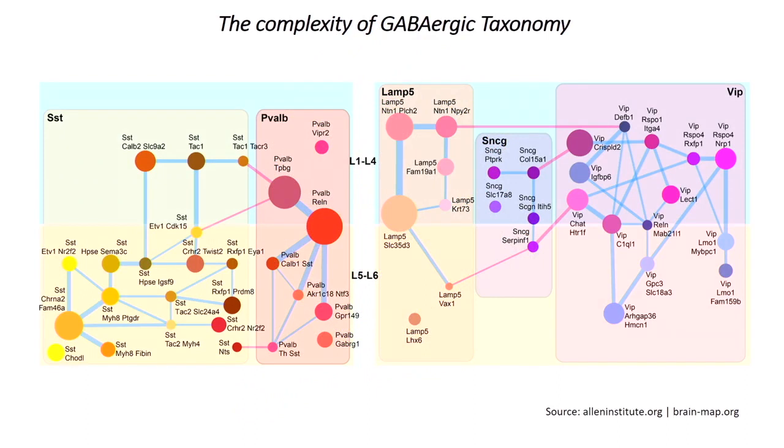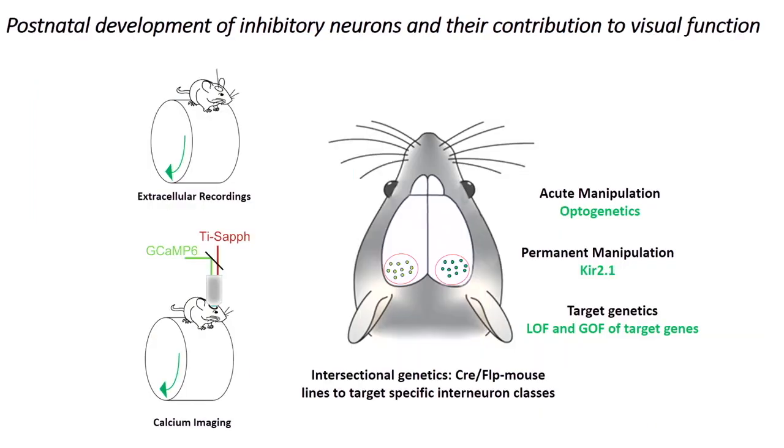And so right now, moving forward in my lab, my interest is to actually not just get restricted to cell classes, but actually go into cell types and use intersection genetics. And we are collaborating with the Allen Brain Institute for that in order to specifically label certain inhibitory cell types and manipulate them. And so this is just a schematic of the kind of experiments we are setting up and about to do.